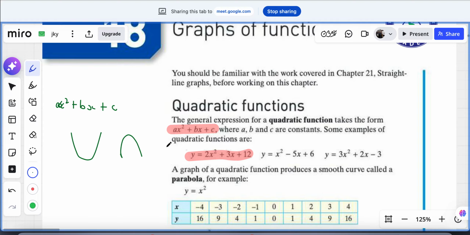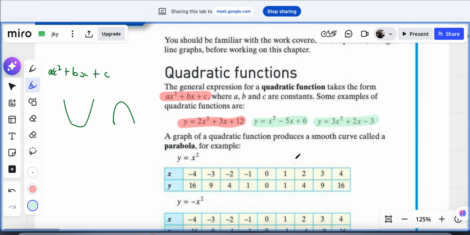So all these examples are examples of quadratic functions. Like y equal to x squared minus 5x plus 6, and y equals 3x squared plus 2x minus 3. These are all quadratic functions because the highest power of x is 2. If the highest power of x is 3, we call it a cubic function.